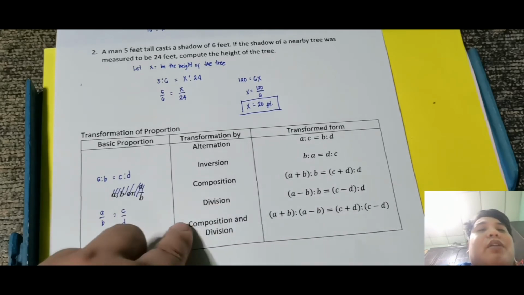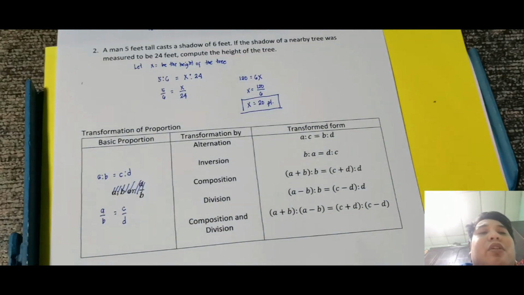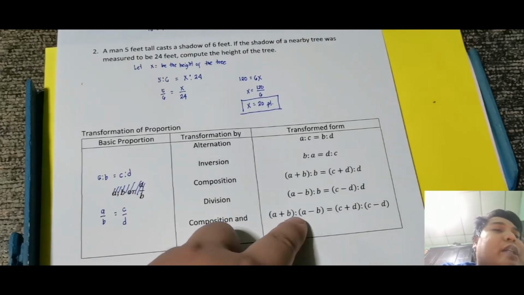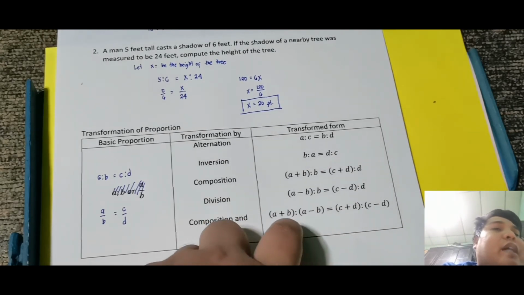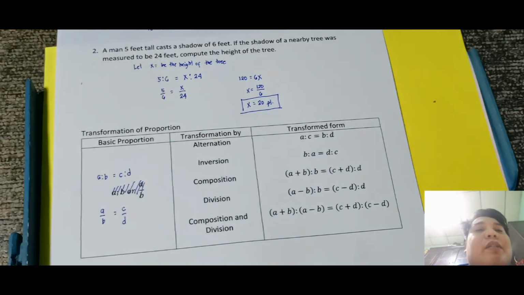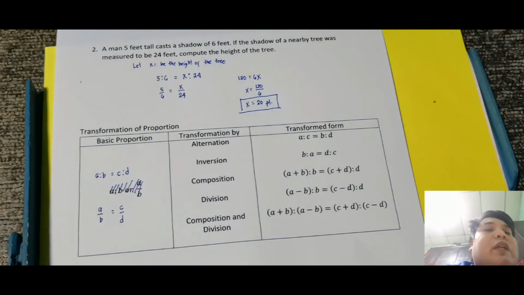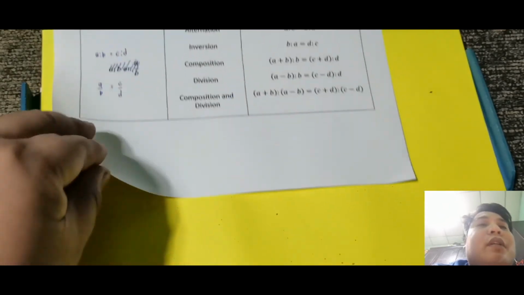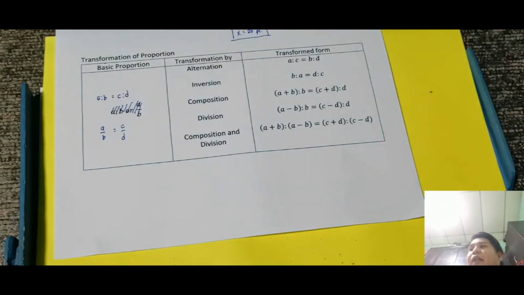Then lastly, by composition and division. So, kung ma-add ko sa taas yung numerator and denominator, then isusubtract ko sa ilalim. Similar dun sa kabila. So, tandaan tong mga transformation of proportion. Ayan. So, napaka-useful kasi nito. Okay. So, para tuloy-tuloy na rin, let's have example para dyan at magamit din natin.